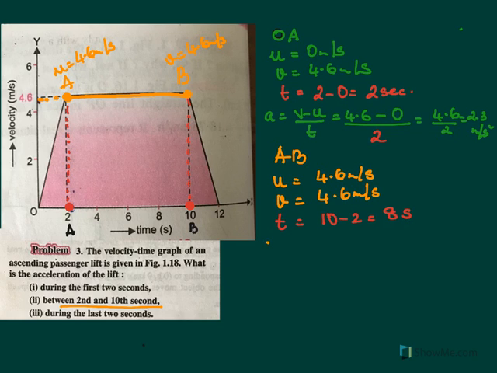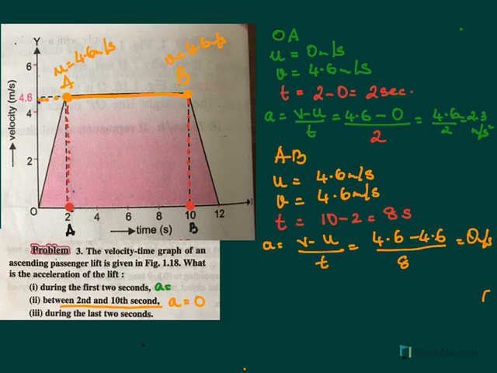So acceleration, V minus U over T, is 4.6 minus 4.6, velocity did not change, over 8 seconds, and that is 0 meter per second square. So between the second and the 10th second the acceleration was 0. Here the acceleration was 2.3 meter per second square.